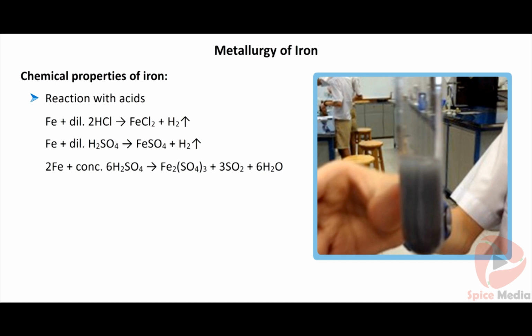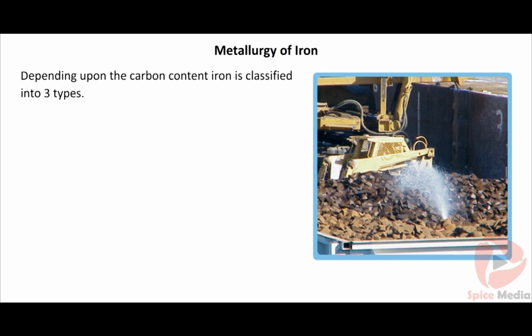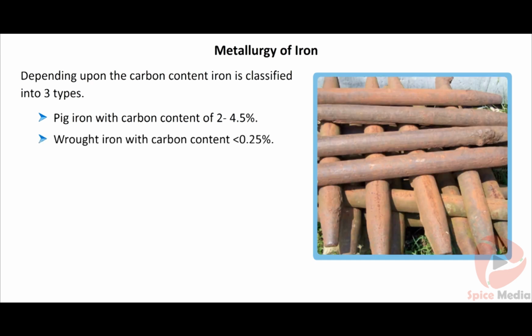With dilute HNO3 in cold condition, it gives ferrous nitrate. 4Fe plus 10HNO3 (dilute) gives 4Fe(NO3)2 plus NH4NO3 plus 3H2O. Depending upon the carbon content, iron is classified into three types: pig iron with carbon content of 2 to 4.5%, wrought iron with carbon content less than 0.2%, steel with carbon content of 0.25 to 2%.